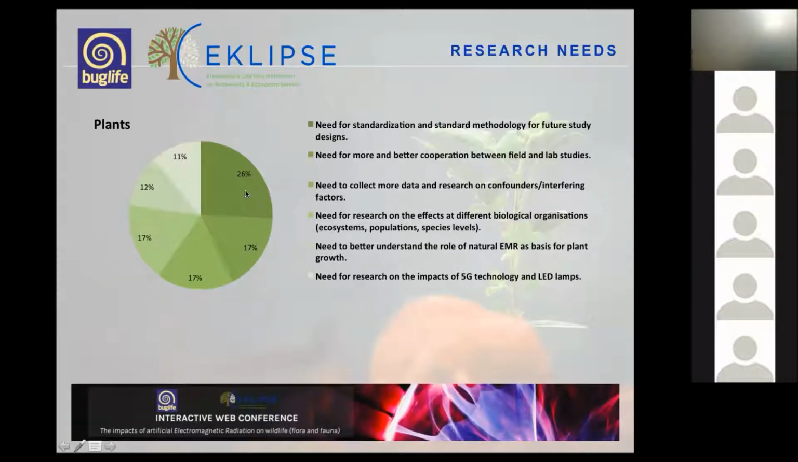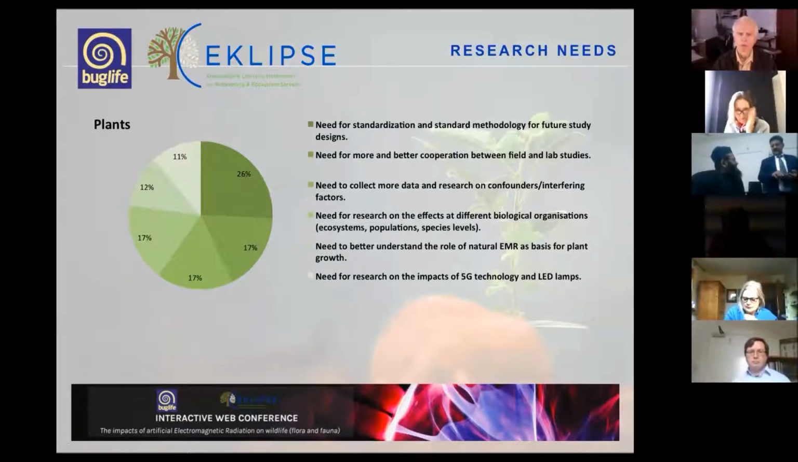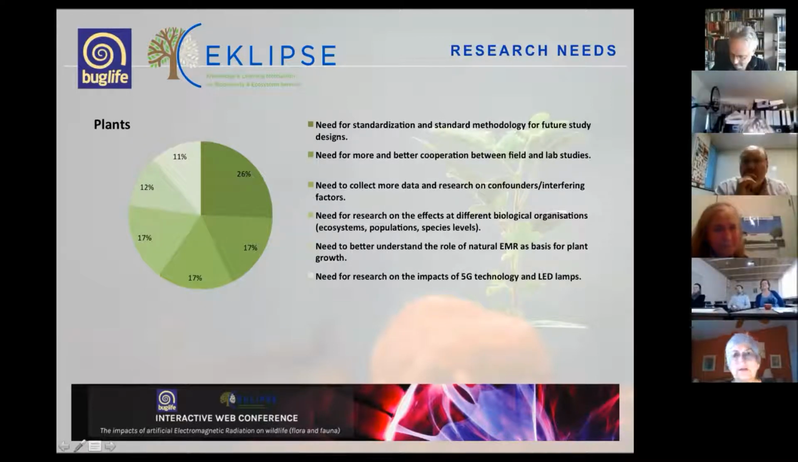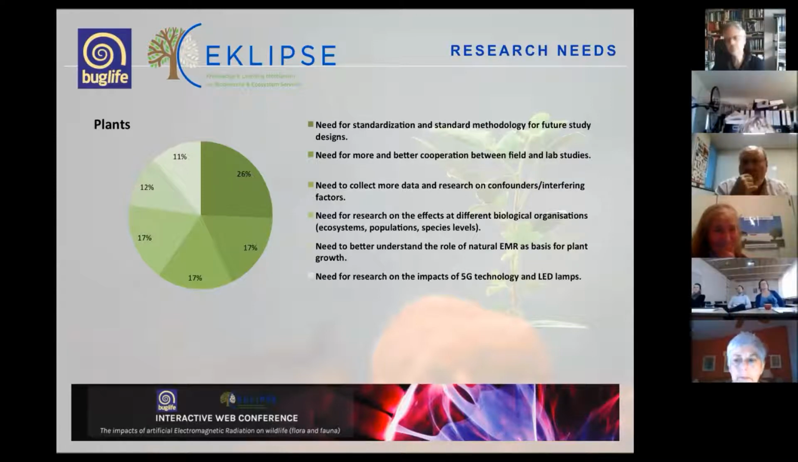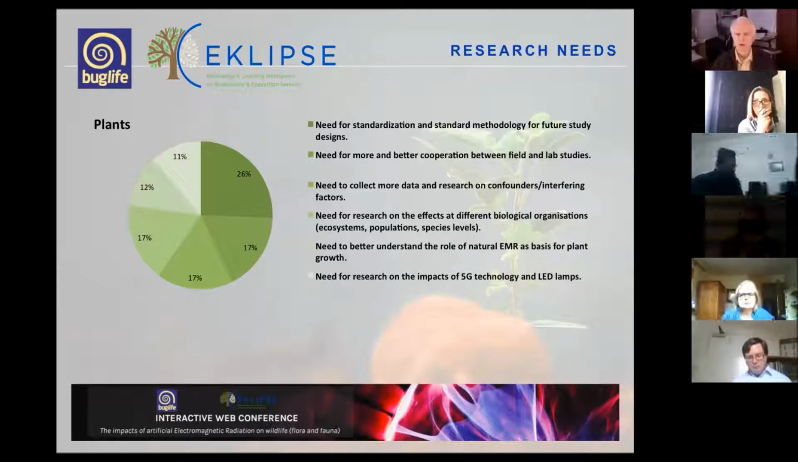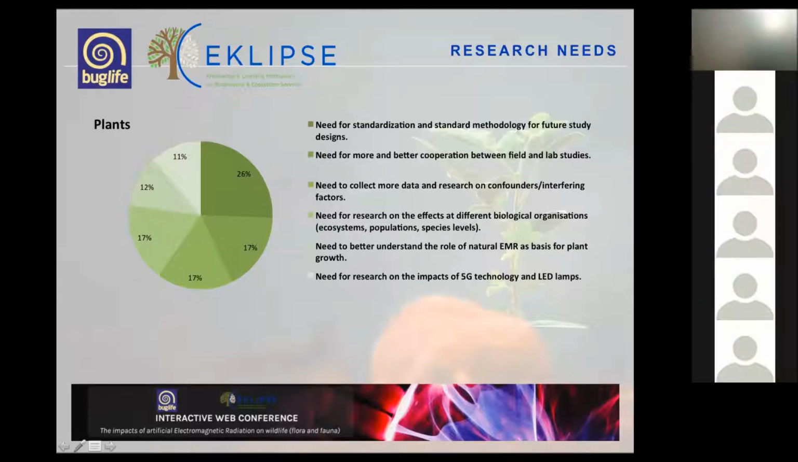I will first just give you a presentation of the research needs that have been identified for the plants in the priority order. Estelle already did it, but this is a more graphic representation. So as you can see, it is quite well balanced. And for the plants, there are 7 research needs that have been identified and that have received more than 10% of the votes.